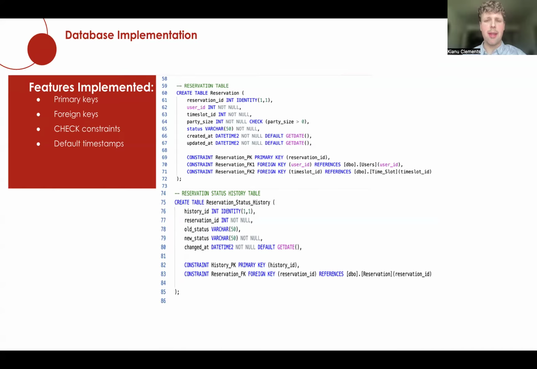We also recorded timestamps to track when reservations are created and updated, and the reservation status history table provides an audit trail for reservation status changes. This allows the system to track events such as when a reservation is modified or canceled. Together, these tables support the main transactional processes of the OpenTable platform, including reservation creation, updates, and historical tracking. With the database fully implemented, we were then able to run SQL queries to demonstrate the system's functionality, which we're going to have Andrew demonstrate next.